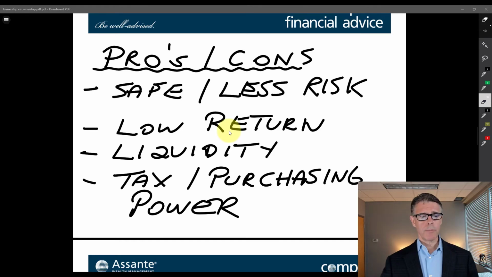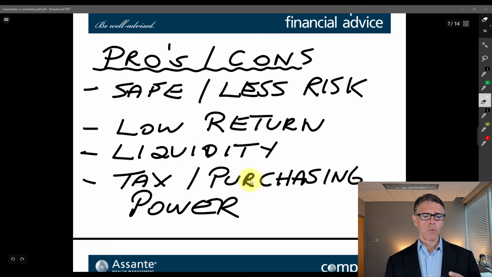Liquidity can be an important issue. One of the frustrations that many investors have is that the only way they can get a decent yield is to lock the money away, and it's difficult to access the capital. There are other issues around taxation and purchasing power, which we'll talk about.